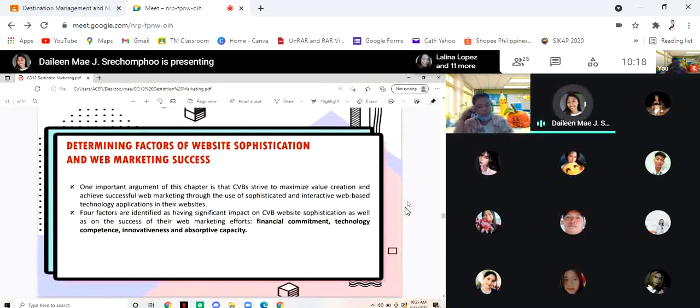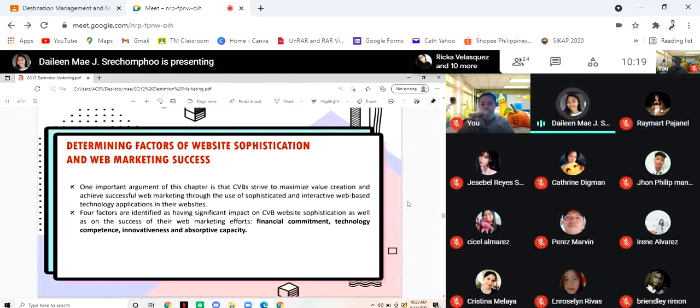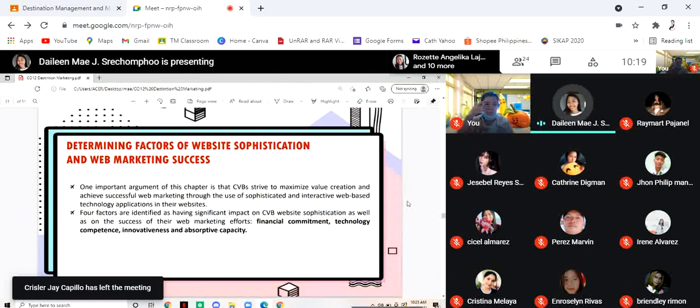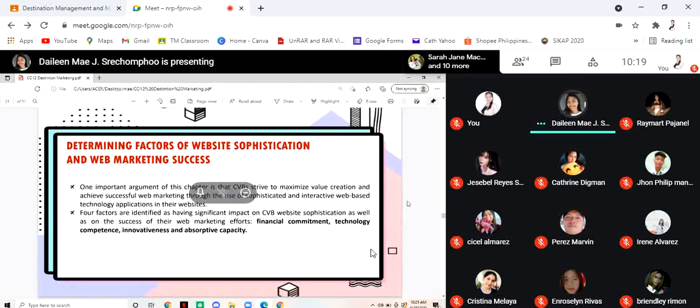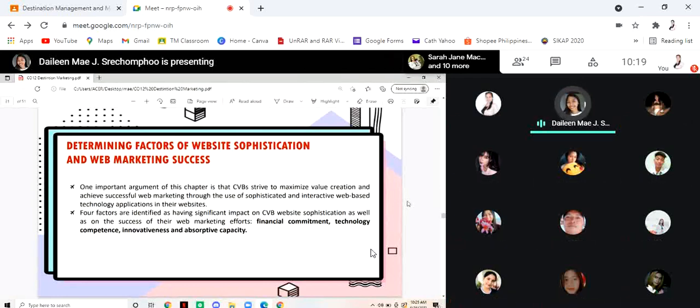One important argument of this chapter is that CVBs strive to maximize value creation and achieve successful web marketing through the use of sophisticated and interactive web-based technology applications in their website. 4 factors are identified as having significant impact on CVB website sophistication as well as on the success of their web marketing efforts: financial commitment, technology competence, innovative and absorptive capacity.